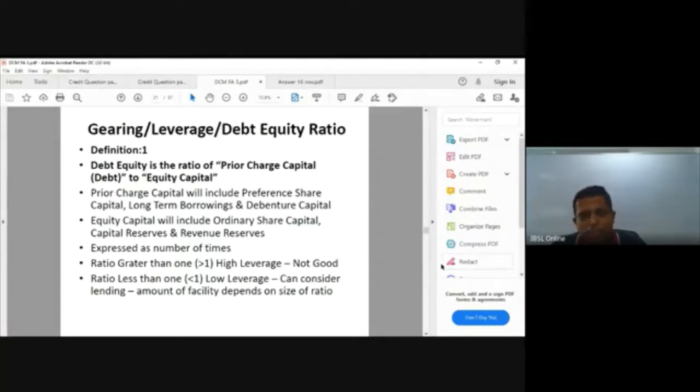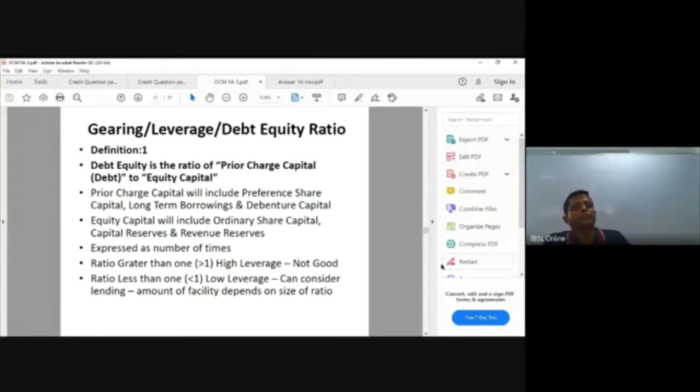Then the second category of companies, where equity capital is more than 50% compared to debt capital of a company, are called low geared, low levered company. Then the third situation, where your debt portion is higher than 50% of the total capital, right? Debt capital 60%, equity capital 40%. In that scenario, those companies are called high geared company or high levered company.